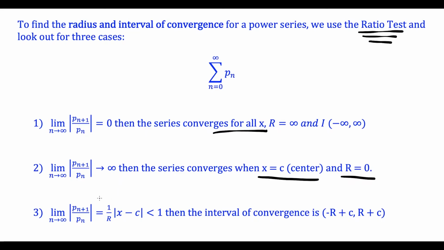And then the third case, which is the most common, is when you wind up with something like this here, then you're going to have 1 over the radius of convergence times x minus the center in absolute value less than 1. When you wind up with something like this, your interval of convergence goes from -r plus c to r plus c, but this needs to be investigated. You have to check each endpoint.